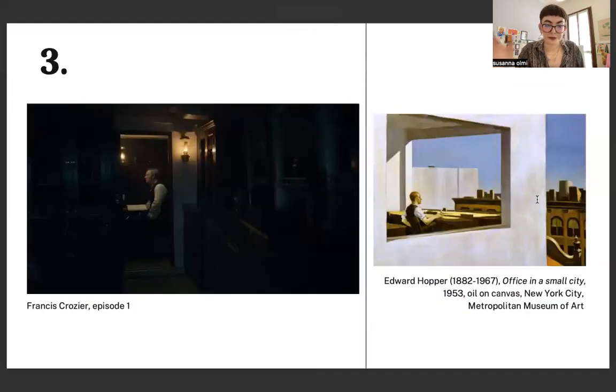For the third comparison, and actually I have another comparison with this artist, Edward Hopper, compared to the same character, Francis Crozier. These two images are, even at first glance, extremely similar, both regarding the subject and the composition. They both depict a man sitting in a room on his own, staring at something in front of him with a tired, melancholic air all around him. The scene of Crozier is in his cabin, from episode 1, right after the moment where he registered the loss of David Young in Terror's log.